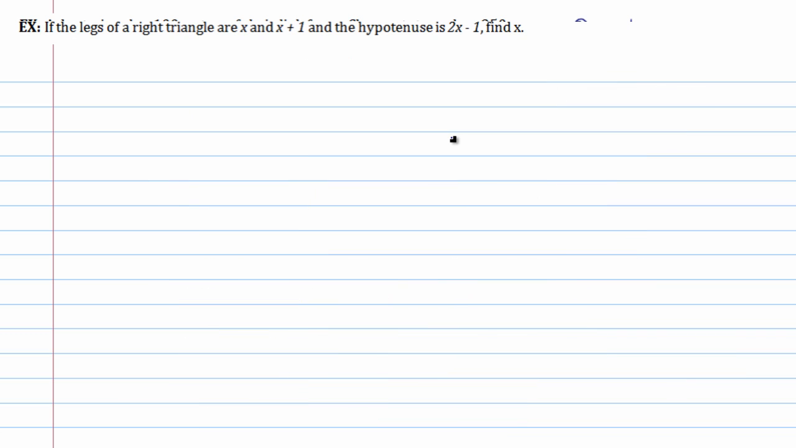As a final example here, we'll just take a look at if the legs of a right triangle are x and x plus 1 and the hypotenuse is 2x minus 1, find x. So let's draw this picture. I've read the problem, I understand what's going on, and in fact I'll go ahead and draw a picture to help me understand what's going on.